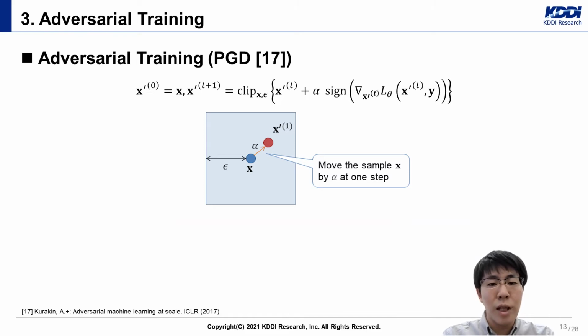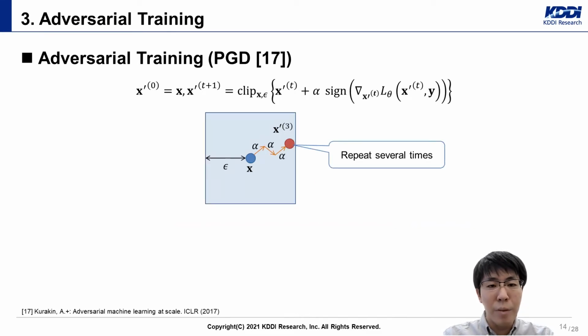This figure shows an image of the PGD method. First, we calculate the gradient of the loss function and then get the direction to increase the loss. We move a sample by alpha towards the direction. And we repeat several times to move the sample. The moving size is clipped by epsilon.